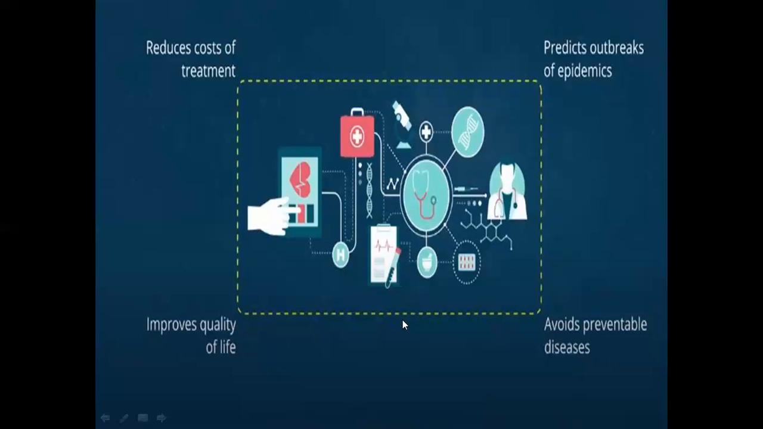What happens in this? Assume that there is some chemistry laboratory. It reduces the cost of treatment and some medical things. It predicts outbreaks of epidemics. It also improves the quality of life and avoids preventable diseases. It is all related to medicine and medical.